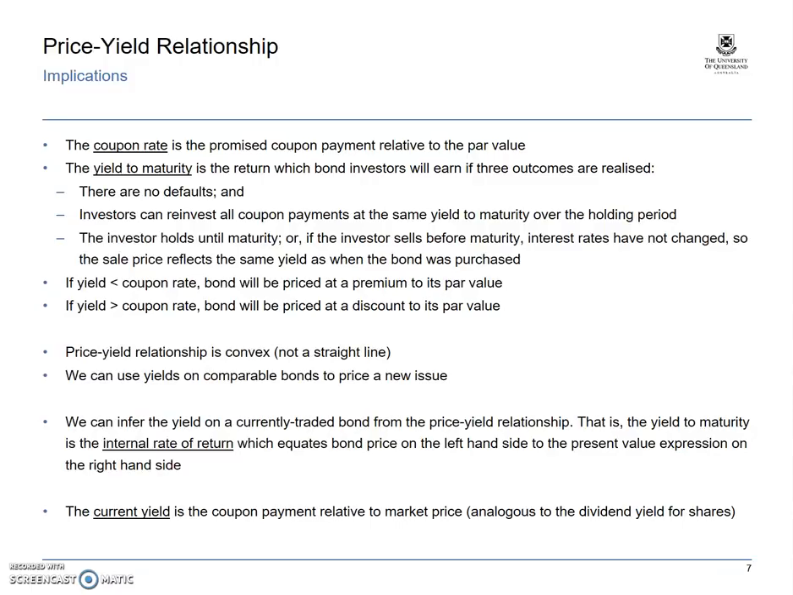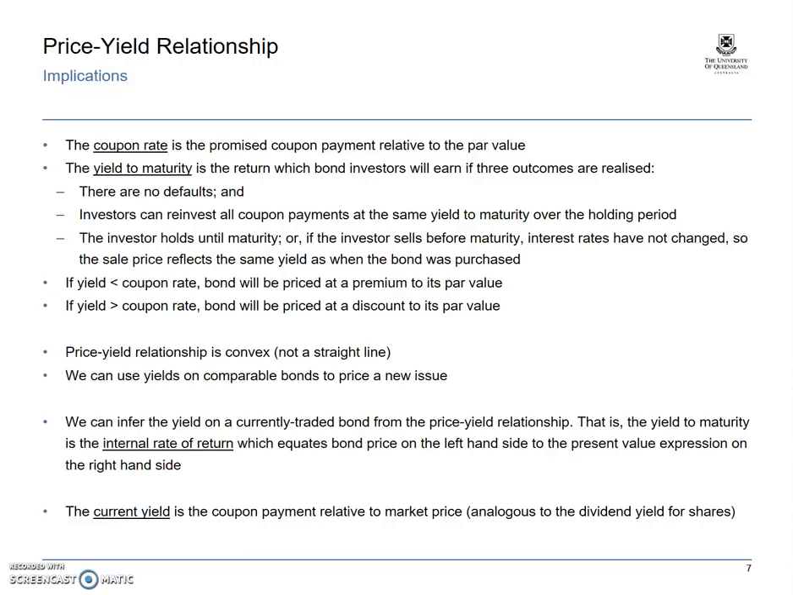Another important implication, as we discussed on the last slide, is that the price to yield relationship is not a straight line, it's a convex line, and we'll talk about this in a little bit more detail in the next couple of videos.